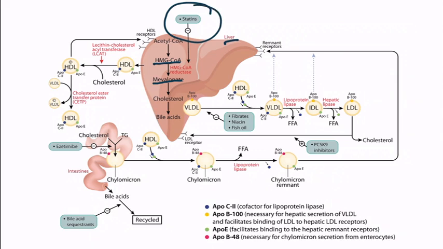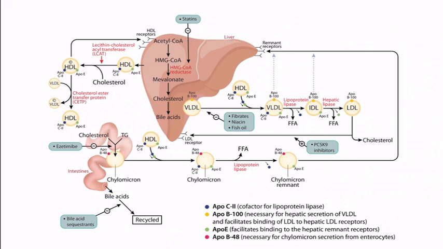Cholesterol can then be used in the synthesis of bile acids. Bile acids are secreted into the duodenum, where they act as emulsification agents and facilitate the absorption of fat. Once bile acids reach the terminal ileum, which is represented right here, they can be recycled. Notice that the recycling of bile acids can be inhibited by drugs called bile acid sequestrants. A great example of a bile acid sequestrant is cholestyramine.